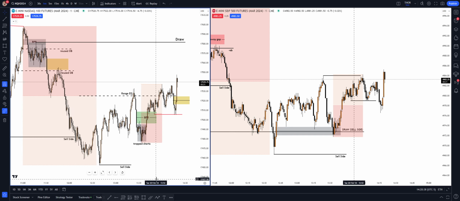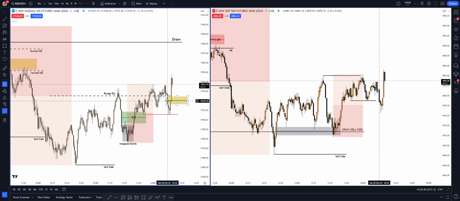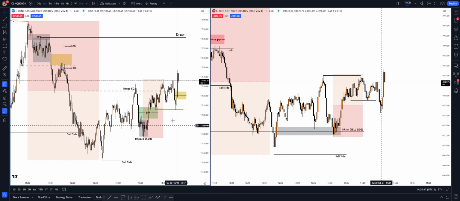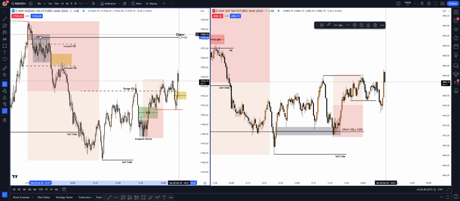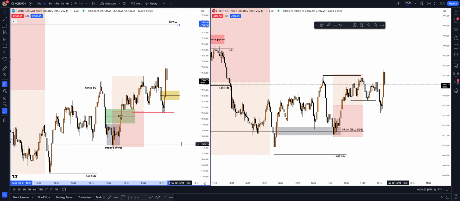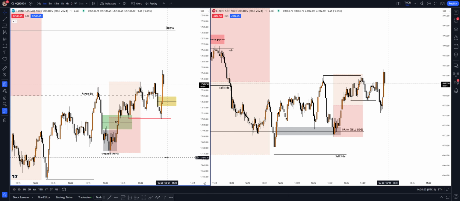I hope you guys understood why this fair value gap was not a short point of interest for me. That's just because I know the draw will be buy side liquidity. That's how you avoid the wrong side of the market, the wrong side of the PD arrays. You gotta know the draw first. You gotta know the narrative.